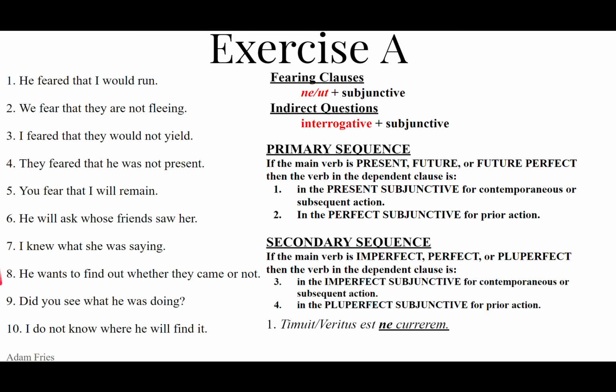Now he wants to, in the present time, primary sequence. Now they've already come. It's already happened. This action has already occurred, so it's a prior action to a primary sequence. He wants to find out whether they have already done this thing. So perfect subjunctive of venio, venire, veni, ventus, macron over the e in the third principal part, so give it venerint, venerint, utrum venerint, and then or not in an indirect question is necne. So something like cognoscere cupit utrum venerint necne.